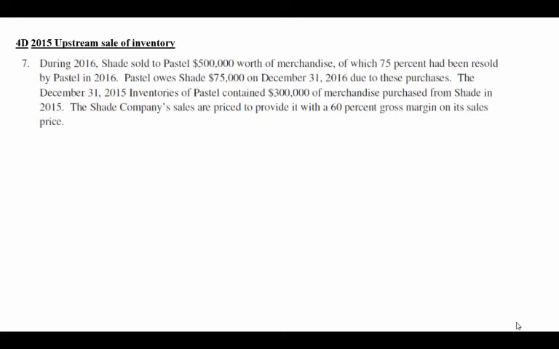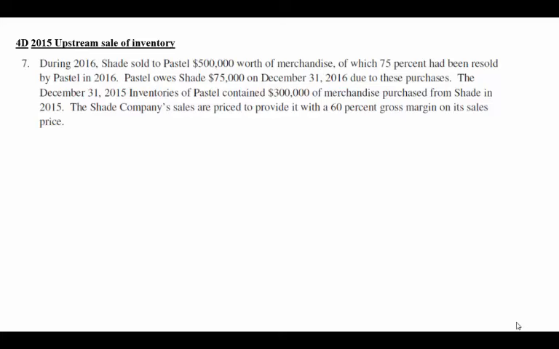On to 4D, our 2015 upstream sale of inventory. So still upstream, but this time we are beginning in the previous year. If the intercompany sale between parent and sub originated in 2015, we're now in year 2 of this transaction. What would have happened last year on our consolidated financial statements is we would have had to do elimination entries similar to what we just did in 4C to eliminate the intercompany profit, eliminate the intercompany sale, and record the related DIT and NCI.